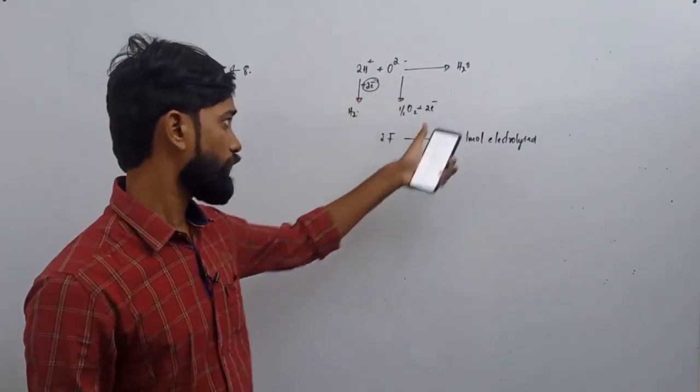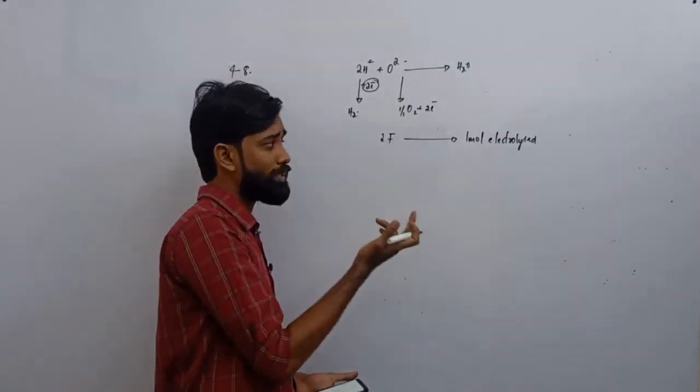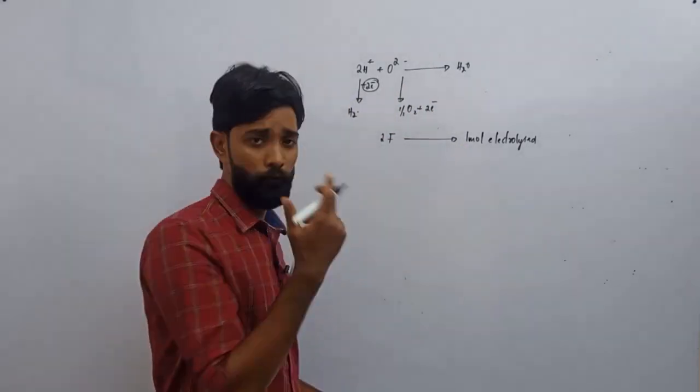So in the case of reduction and in the case of oxidation, the electron involved is 2, right? So it actually requires 1 farad.